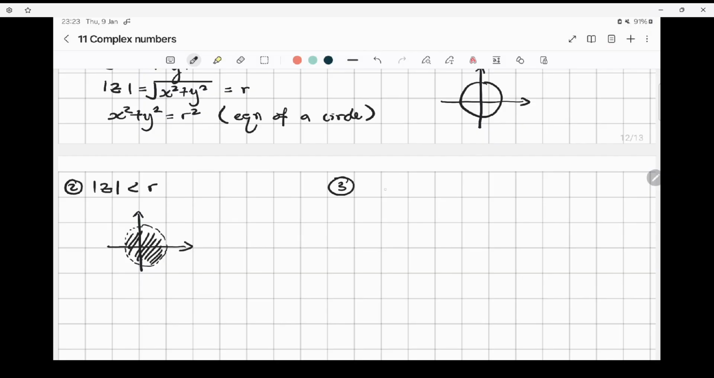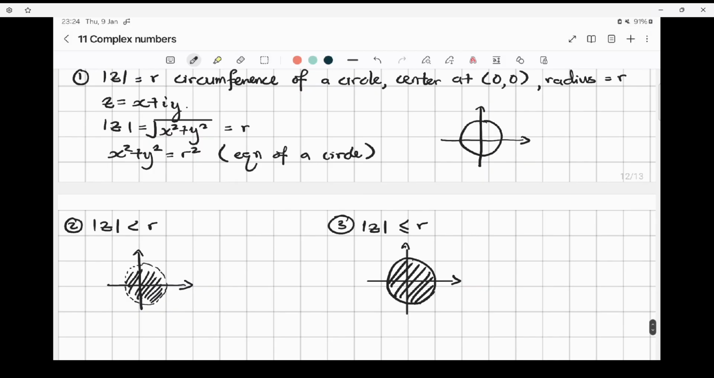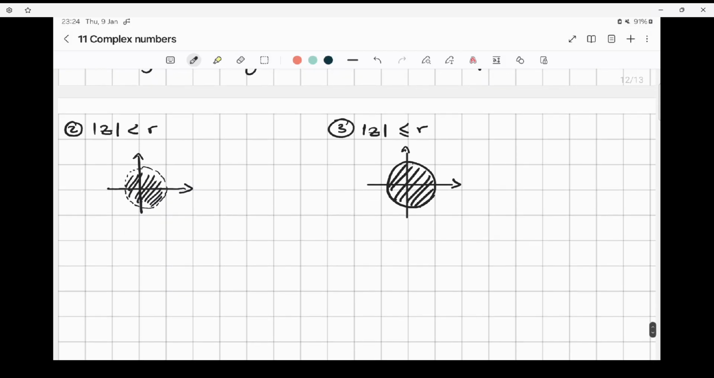So the third case will be when modulus of z is smaller or equals to r. In this case, because of the equality sign, you can include the boundary, which is the circle by itself, and then you need to shade the inside as well. So basically that's the idea of circles using complex numbers. So of course, previously when we studied circles, we did study the equation when your center is at somewhere else.